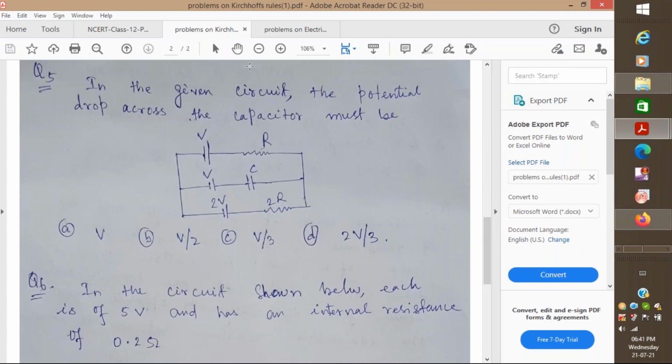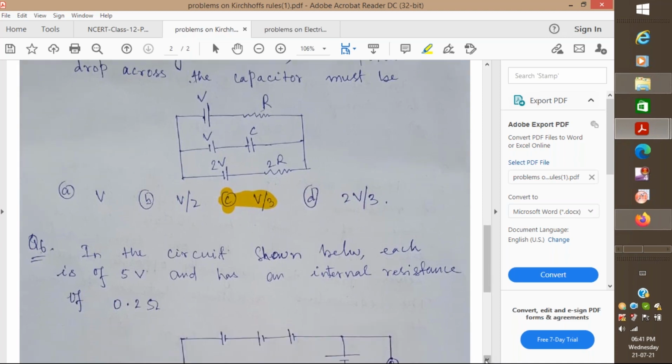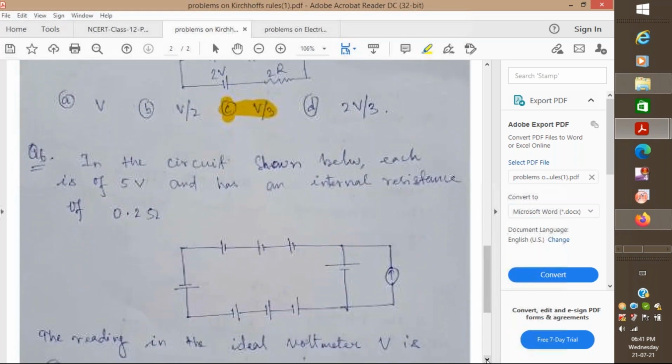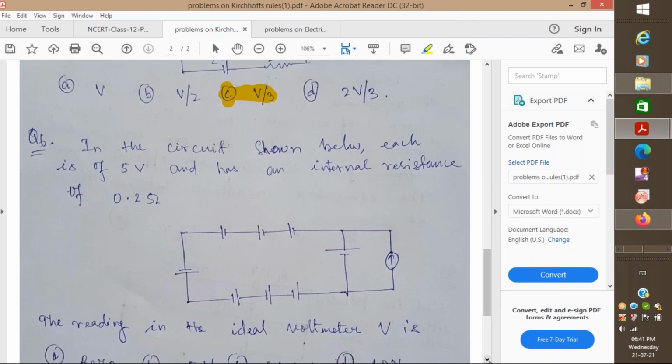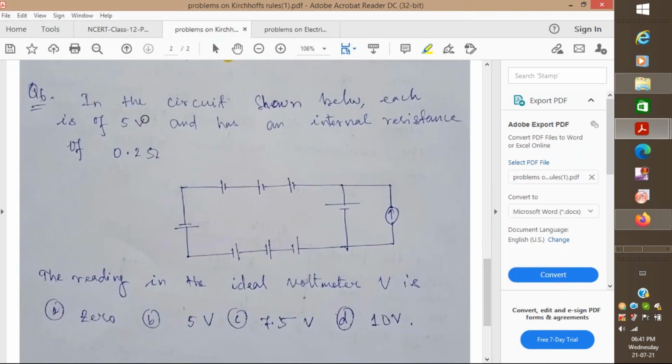If you see the question paper, various options are given. Among these, option C will be the answer, V by 3. So this was actually asked in some competitive exam. I guess it was JEE Main, some year, I don't remember the year. And this is also an important problem.